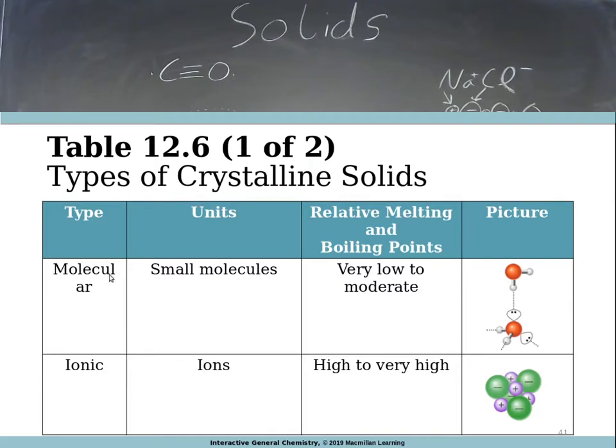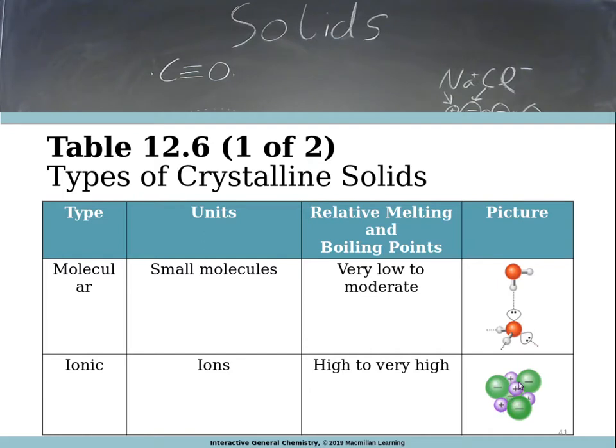Sorry, I should fix this table here, but if we look at molecular compounds, this is kind of just summarizing, right? This is the picture of what they look like, individual molecular units with some sort of intermolecular force that holds them together in the solid. Here we have water molecules held together by hydrogen bonds, and their melting points can cover a wide range, but they don't get to the thousands of degrees Celsius, so they're very low to moderate.